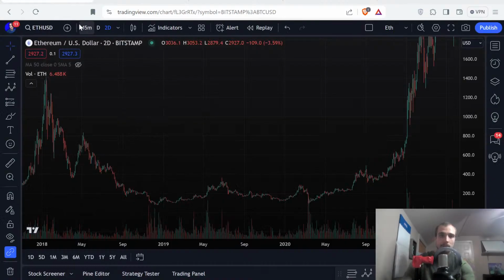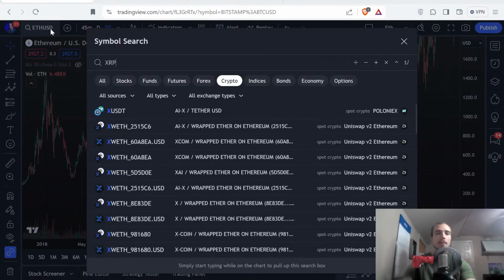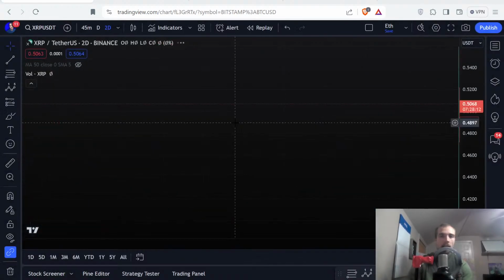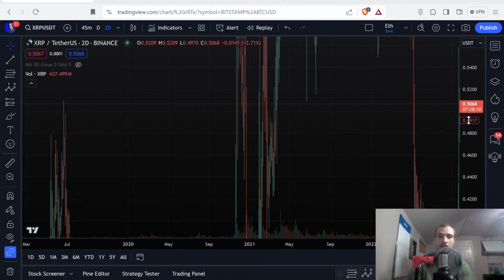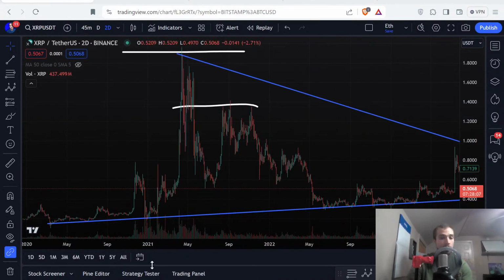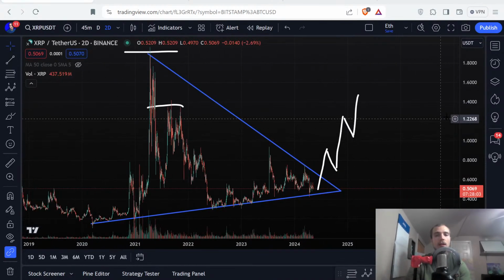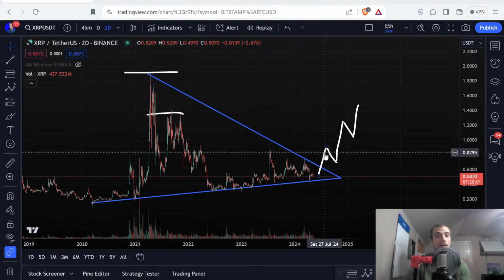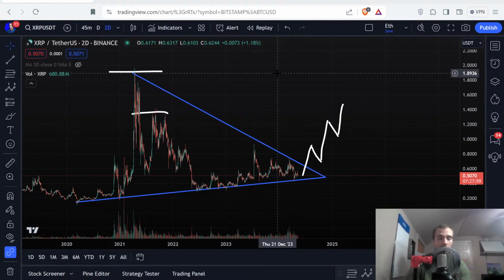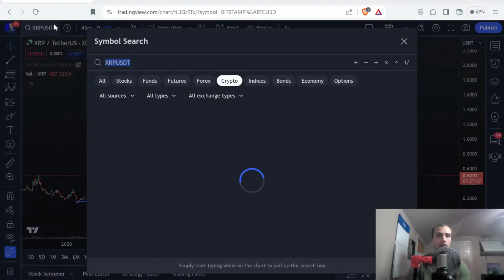XRP and XLM. Sorry, I got a little distracted there. Let's talk about XRP and XLM. I talked about XRP at the start of the stream. It's in a triangle, and I suspect we will break bullish out of this triangle. If we do, it's really going to take off here, so keep your eyes on this triangle with XRP.